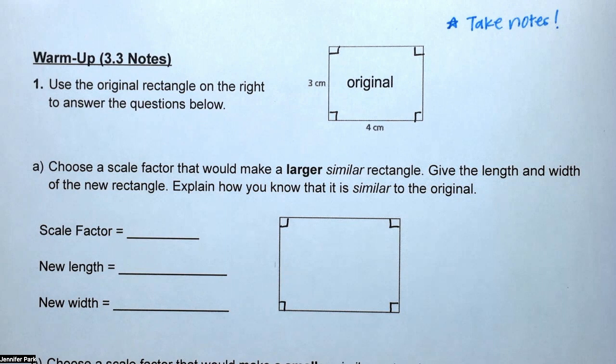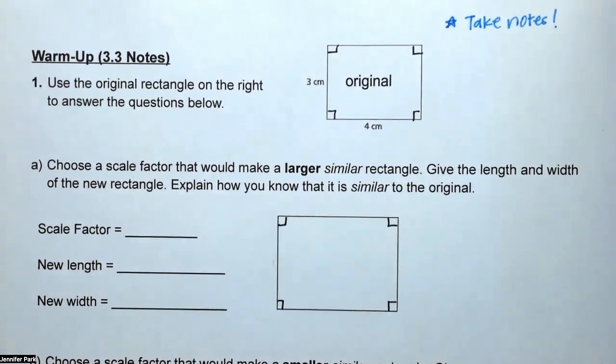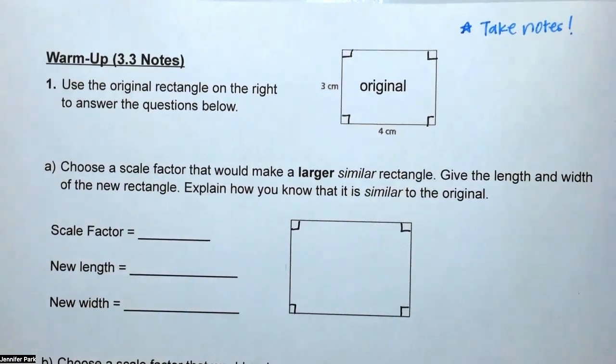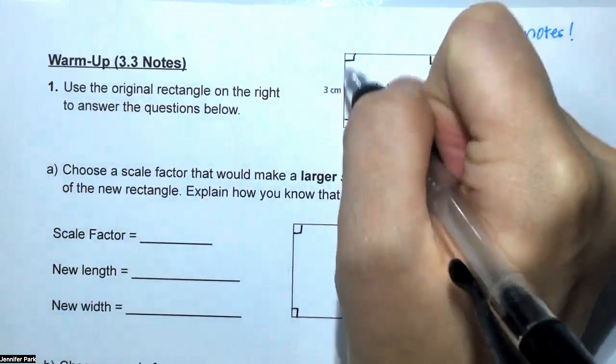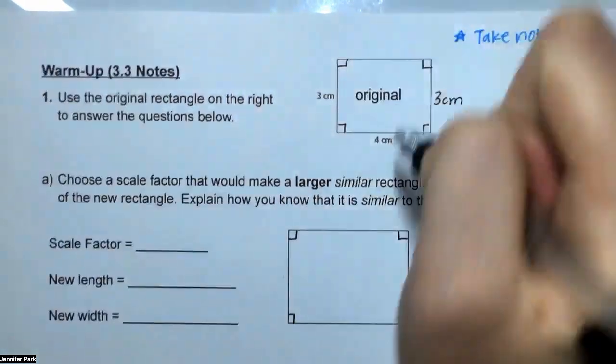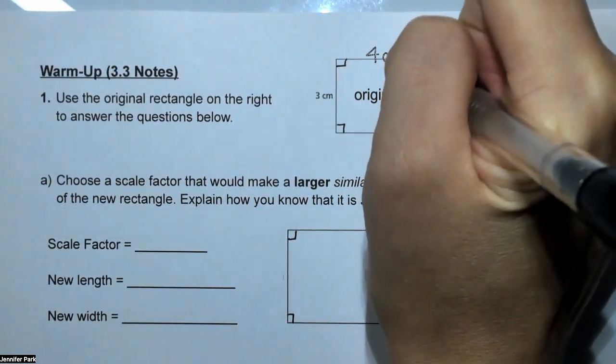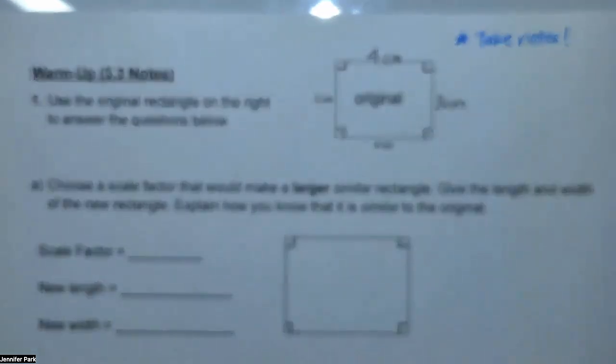Okay, so number one, it says use this original rectangle on the right to answer questions part A and B. So number one, you have a rectangle. This length is 3 centimeters, which means the other side is also 3. And then the width is 4 centimeters. So we're going to label the top as 4 centimeters.